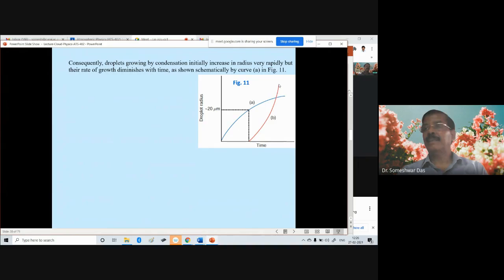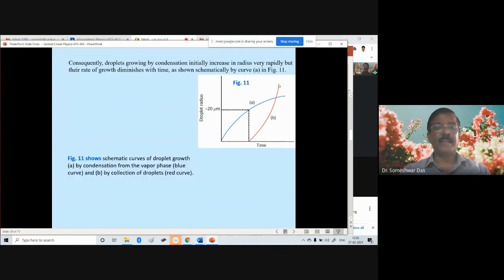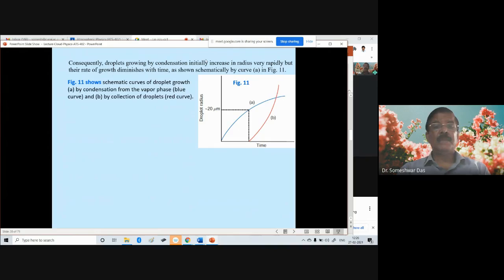Unless there is a collision also, the water droplets cannot grow too large, which we see in nature many times. Okay. So this figure is schematic, showing schematic curves of the droplet growth by condensation. This is curve A from the water vapor phase, and by collection of droplets, this is the red curve. Collection means colliding and then becoming one. The two droplets become one, bigger droplet.